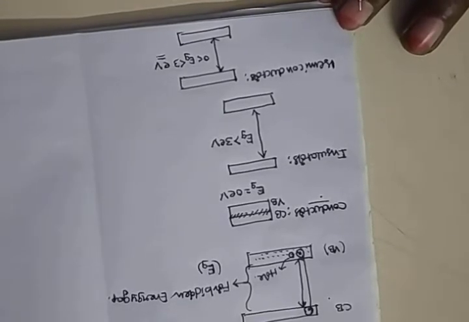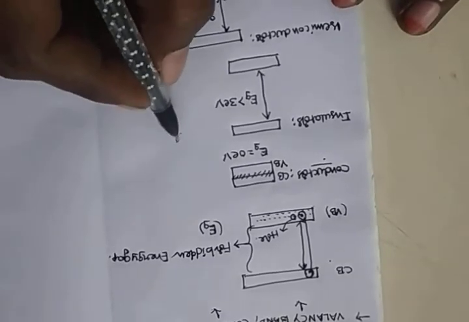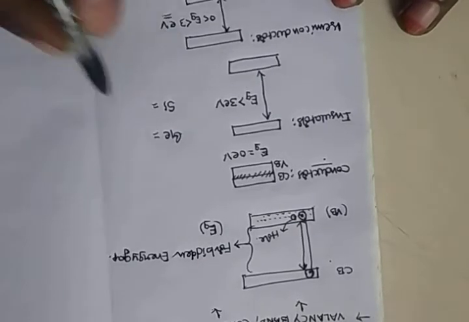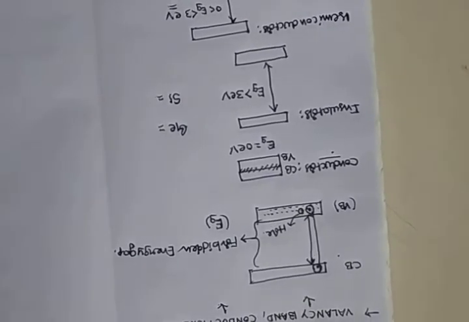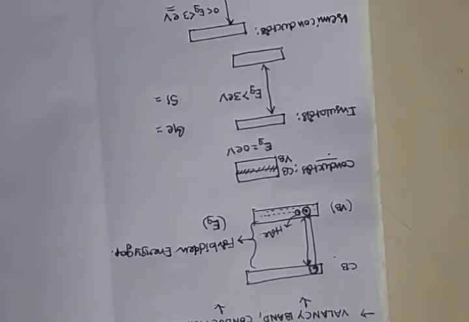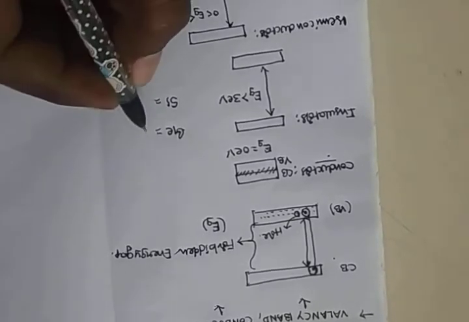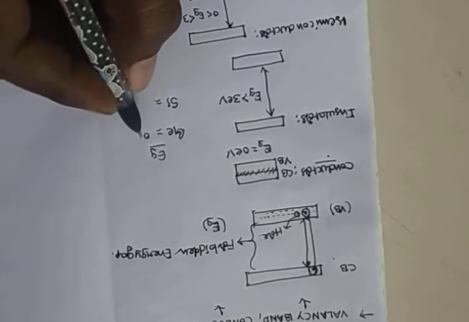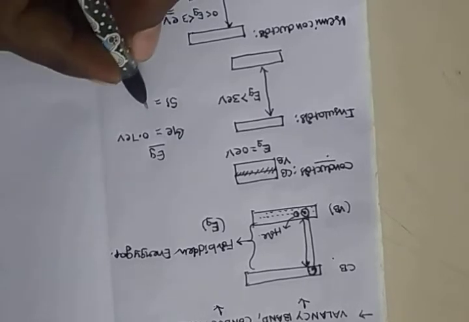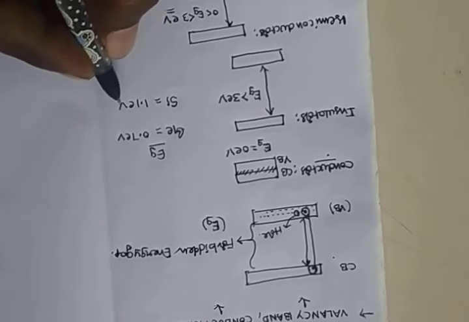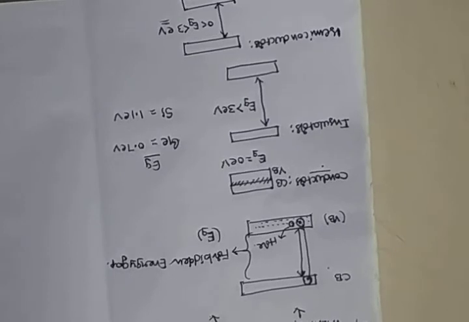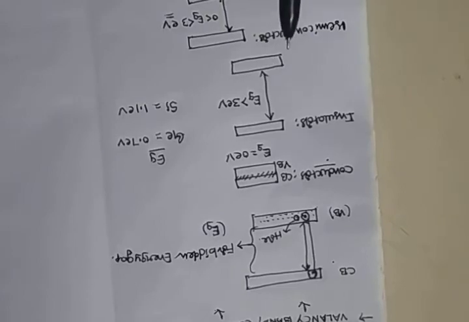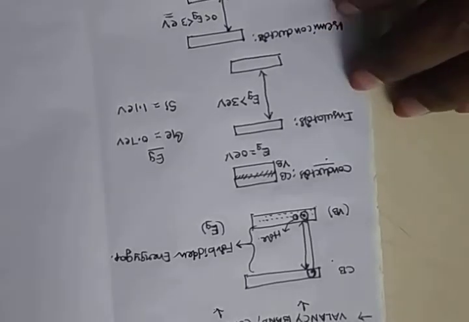Okay. So for germanium and silicon, the values are 0.7 eV and 1.1 eV. For germanium the energy gap is 0.7 eV and for silicon 1.1 eV. Okay, this is about the forbidden energy gap, valency band and conduction band.